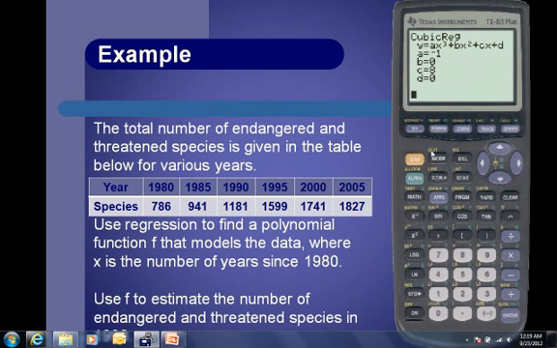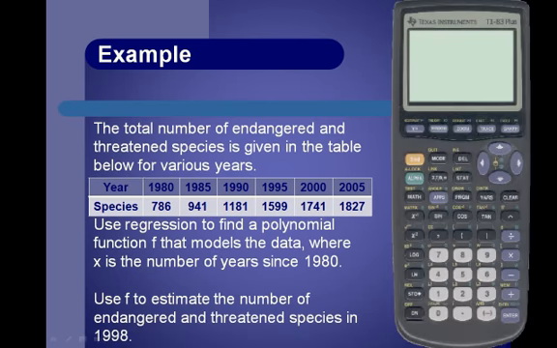Okay, our next example: the total number of endangered and threatened species is given in the table below for various years. Use regression to find a polynomial function that models the data where x is the number of years since 1980. Well, that tells us when we're doing our chart, we are going to let the first value in our calculator be 0, since 1980 is 0 years since 1980.